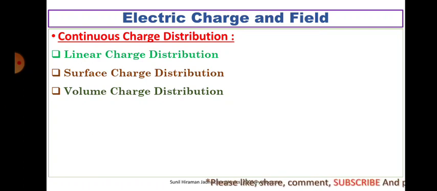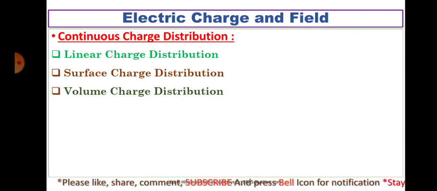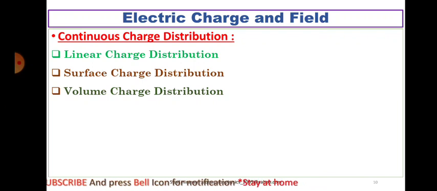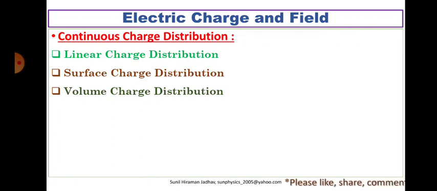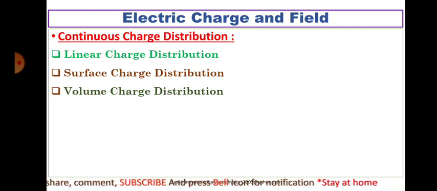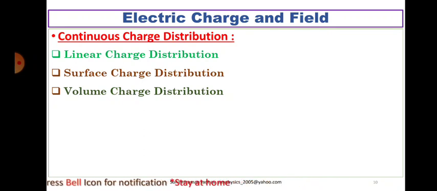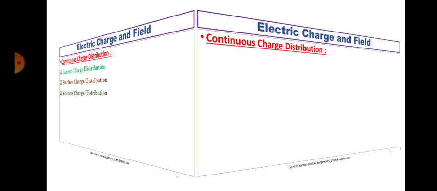Now, this continuous charge distribution is mainly categorized in three ways. It is called linear charge distribution, surface charge distribution, and volume charge distribution. In this video, we are going to discuss these three distributions one by one. So, let's start with the linear charge distribution.